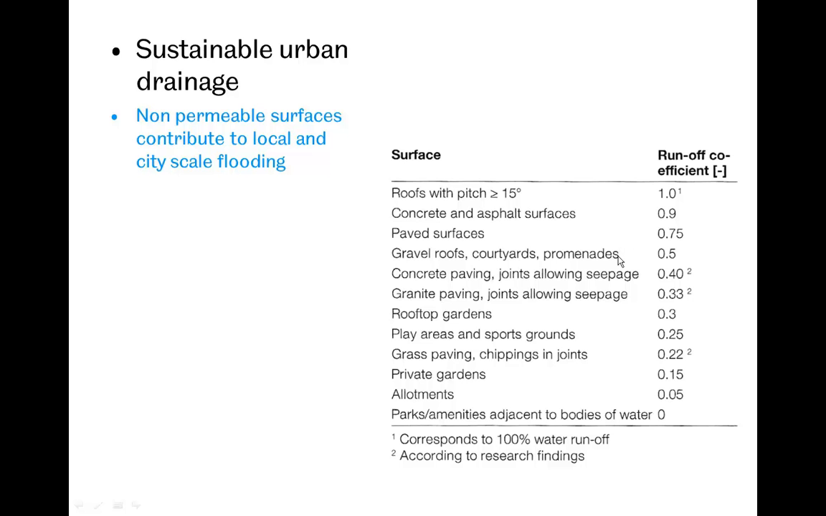75%. And then we move down to the more permeable surfaces. So for example, rooftop gardens, much better, only 30% of that rain will flow off immediately. Grass, gardens, allotments. With allotments and gardens, you know, much lower runoff. And finally, parks and amenities adjacent to bodies of water can be classed as nil, zero runoff, because all the rain that hits those surfaces flows into those bodies of water rather than flowing into rivers or the drainage system. And it can be stored in those bodies of water. So we call it rainwater attenuation. Attenuation meaning you're slowing down the flow of rain.